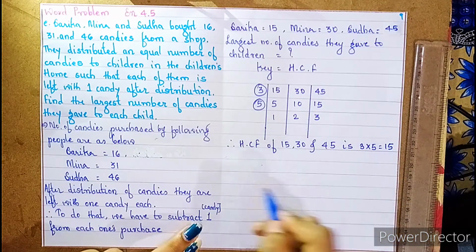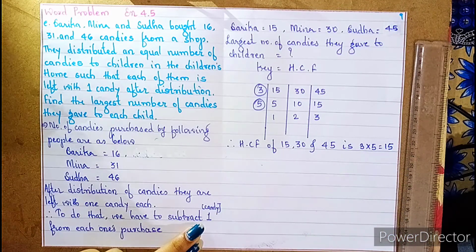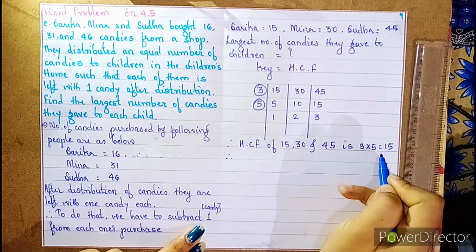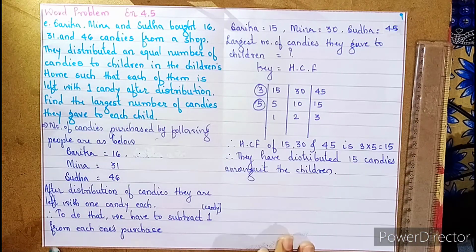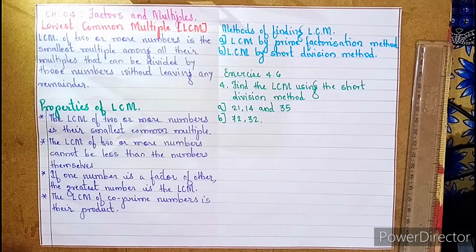So, what number of candies have they distributed among the children? Therefore, they have distributed 15 candies amongst the children. So, hence the solution. Hope you have understood this. Now, let's see the next part of this chapter.